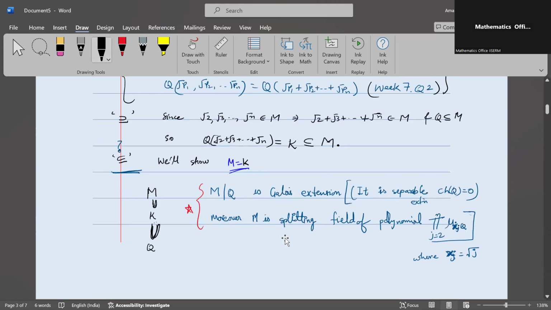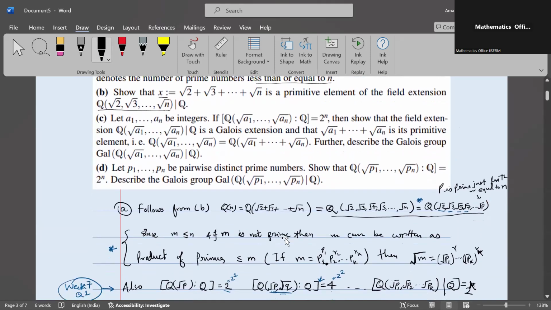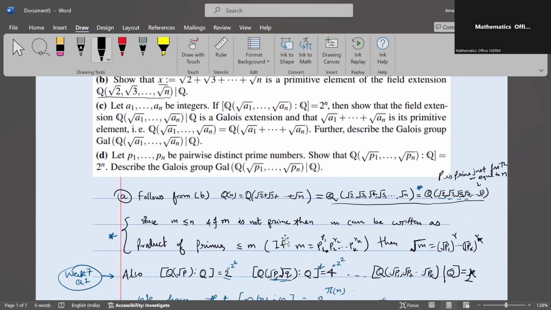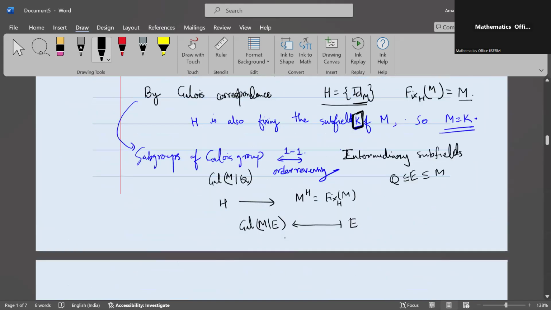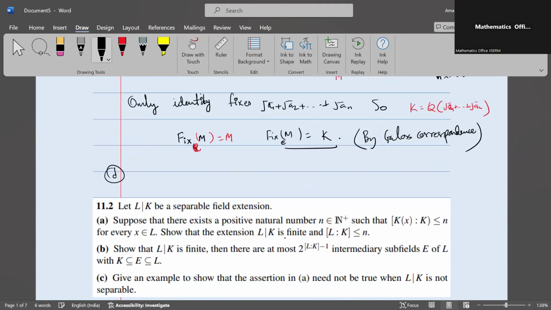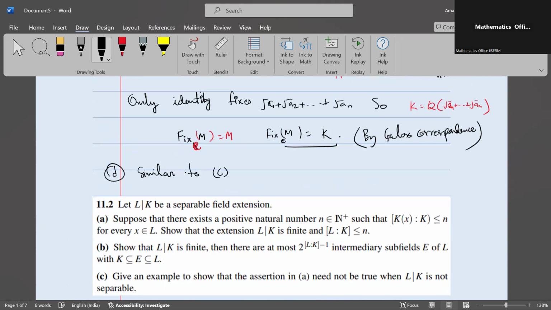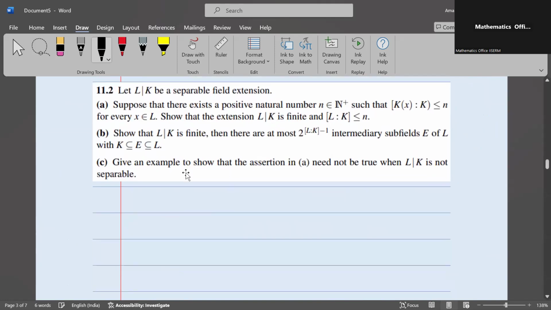So we have seen this C part also, a little bit of description for that. Let p1, p2 be distinct prime numbers, then describe the Galois group. This is similar to what we have seen, because they are relatively coprime. Distinct prime is the same.